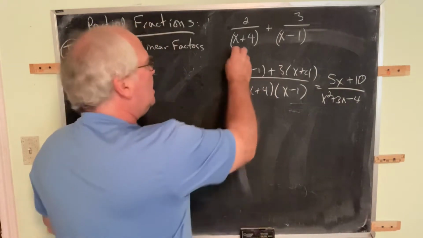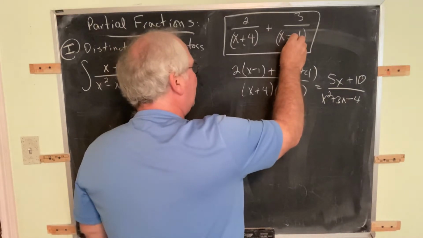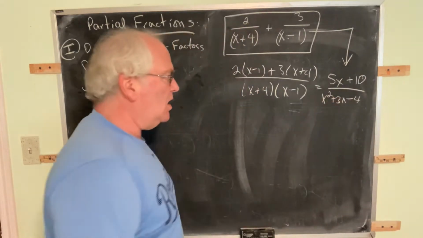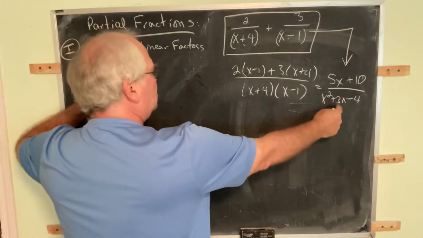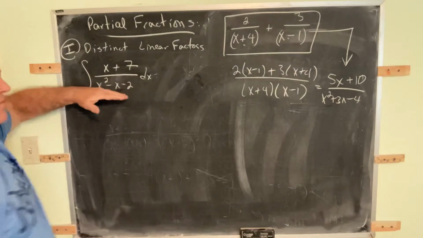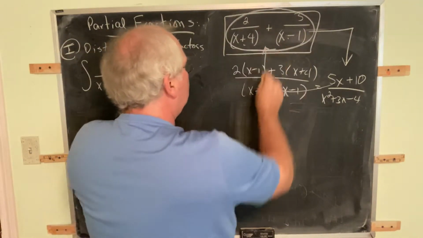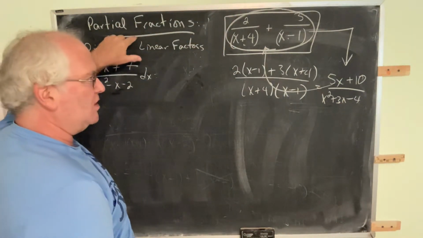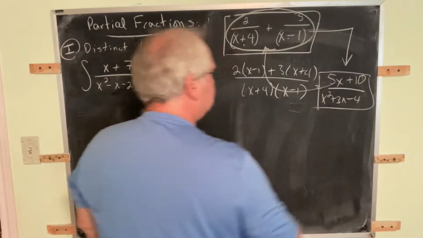But the point is this. You learned back in basic algebra to take two fractions being added or subtracted and combine them into one larger fraction. Well, look, what we have here is exactly this structure. Our task is to take this expression and work backwards to find the two fractions that came up. These are called the partial fractions. That's where this name comes from. So these are called the partial fractions of this rational expression.